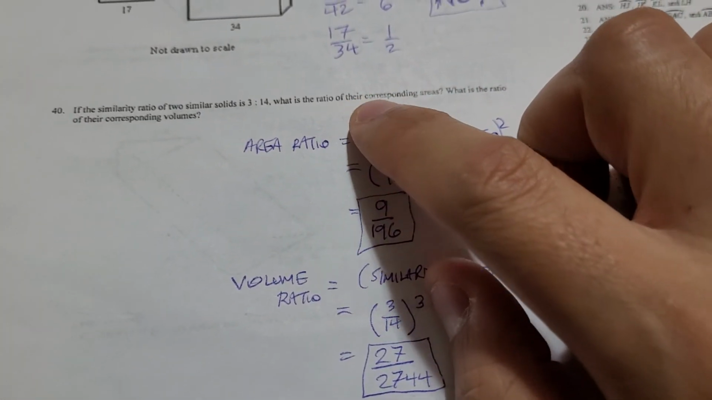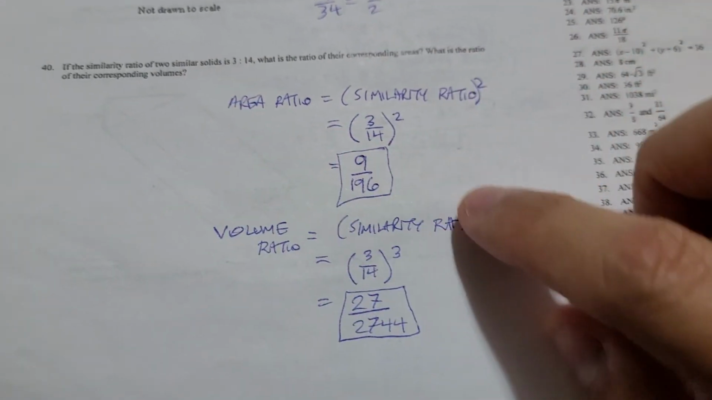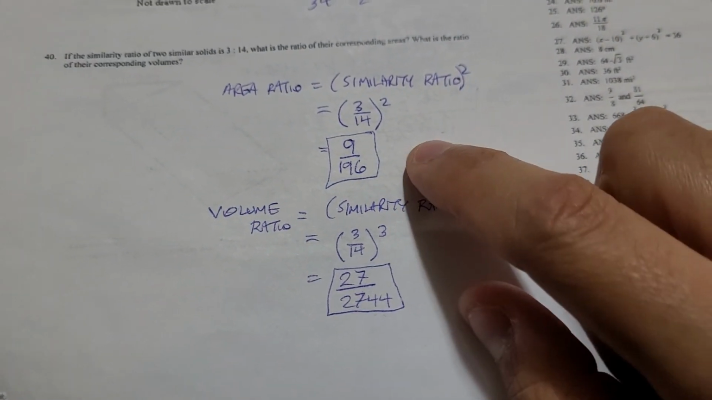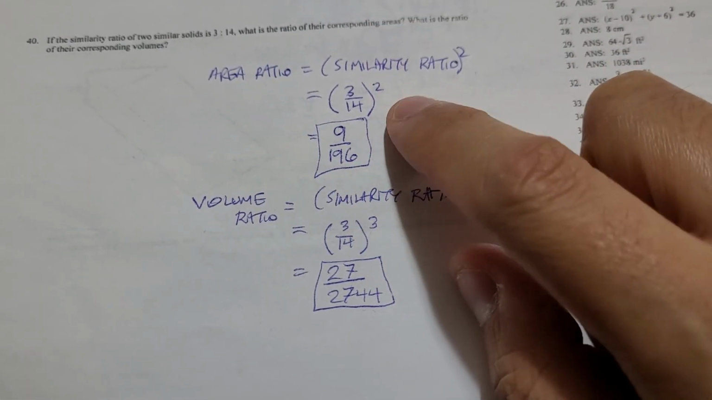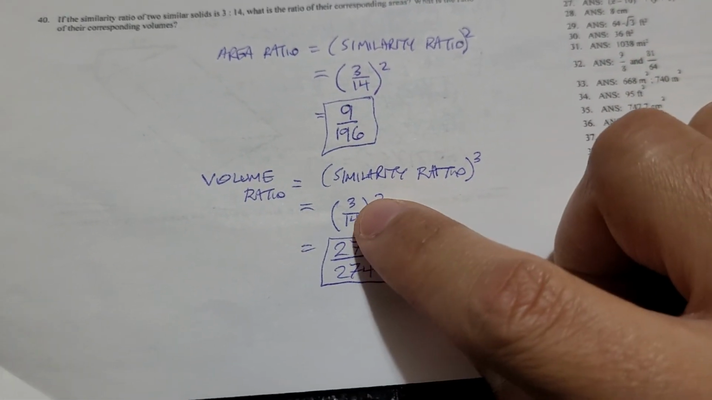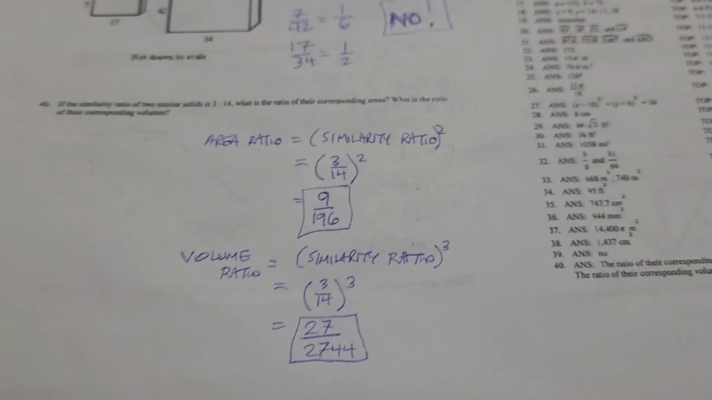Part 2 of this is they want to know, well, what is it for the volume? Okay, the corresponding volume ratios. Perimeter is to the first power, ratio to area is to the second power, and volume is cubed. So this is going to be 3/14 cubed, which is going to be 27 over 2744.